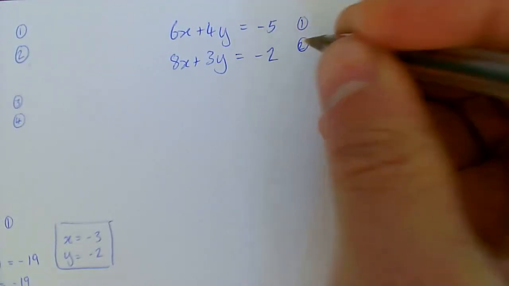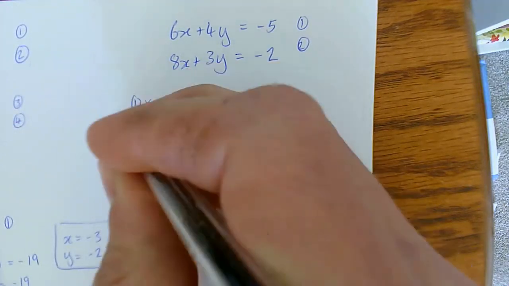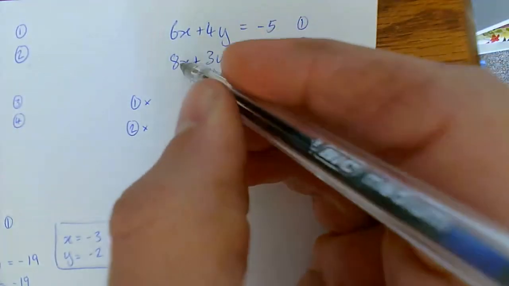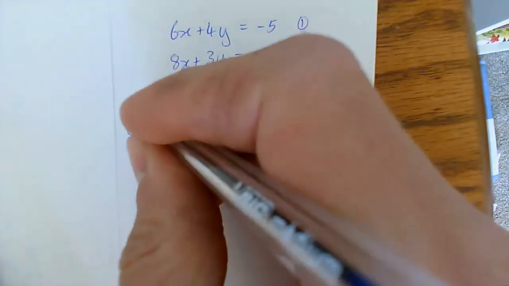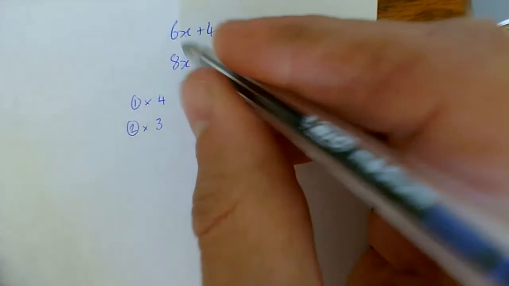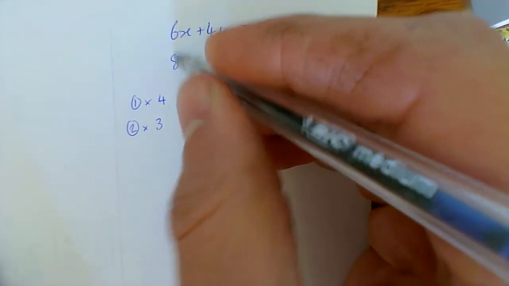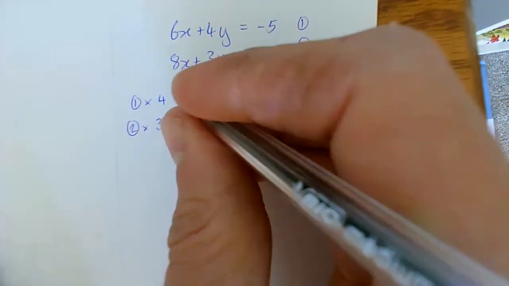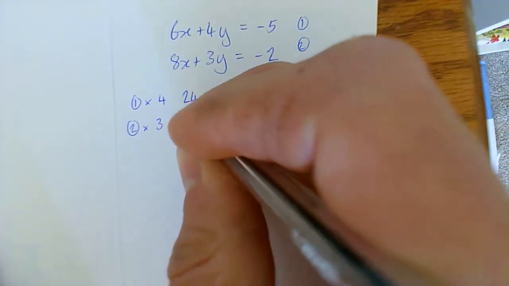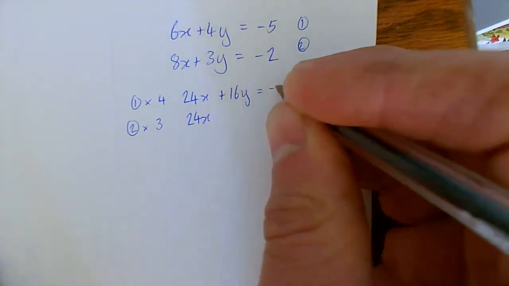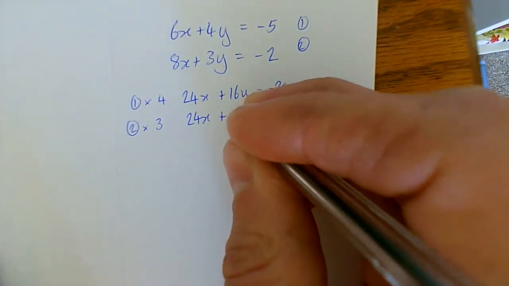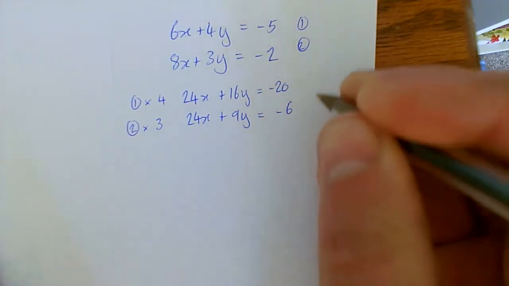So there's equation 1, there's equation 2. We could times the first equation by 8 and the second equation by 6, but there is a more efficient strategy. The more efficient strategy is to come in here and times the first one by 4 and second one by 3, because the lowest common multiple of the 8 and the 6 times table is 24. So this is just a bit of a shortcut. We get 24x and 24x by doing that, and so we can take these away and they'll disappear. So we've got 16y equals minus 20, and 9y equals minus 6.